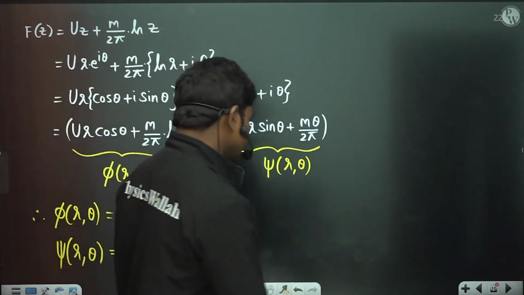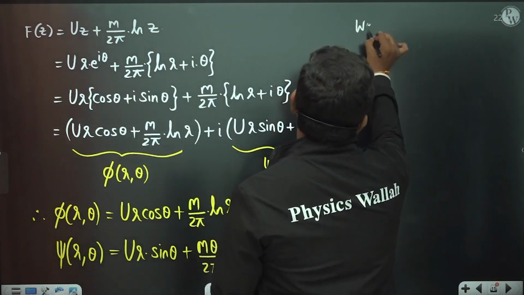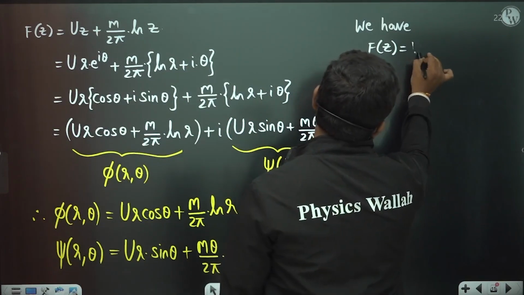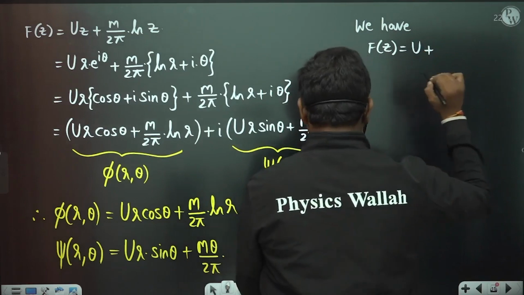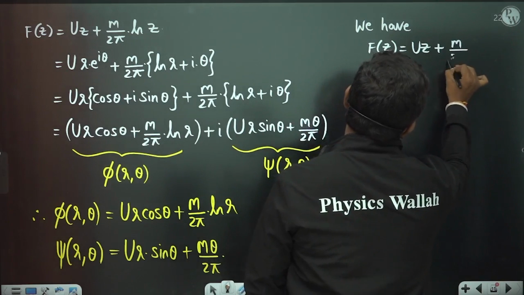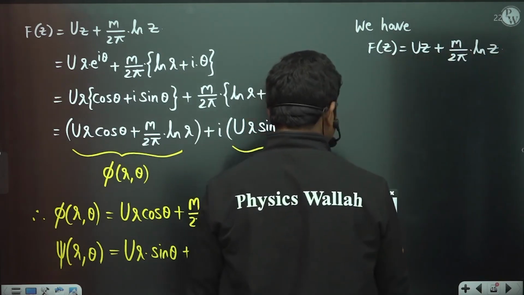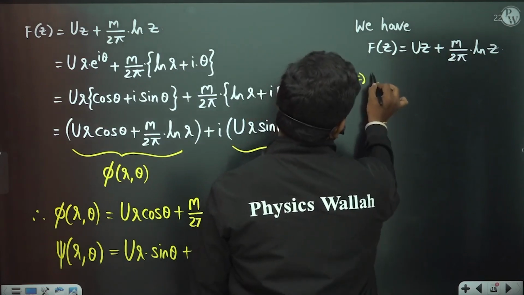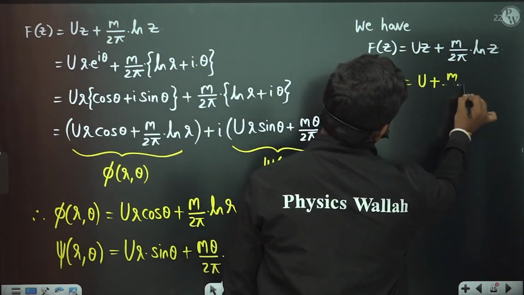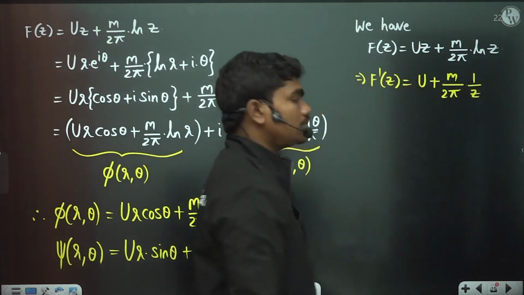Similarly, if you look at the velocities, we have f of z is equal to Uz plus m by 2 pi ln z. So if you differentiate this, f dash of z is equal to U plus m by 2 pi into differentiation of ln z, which is 1 by z, correct? So we have 1 by z here.